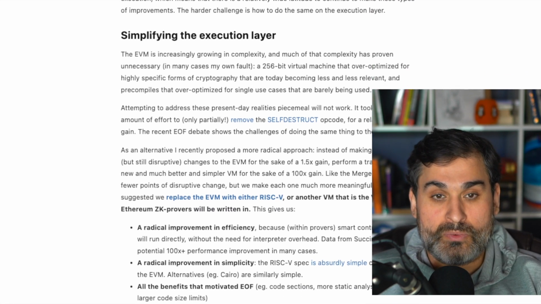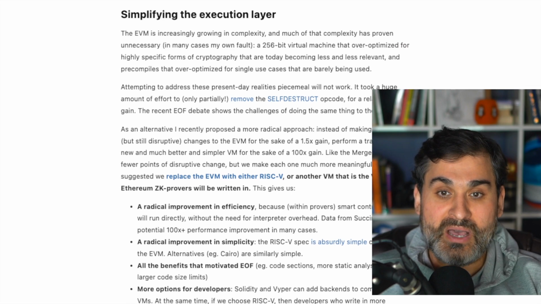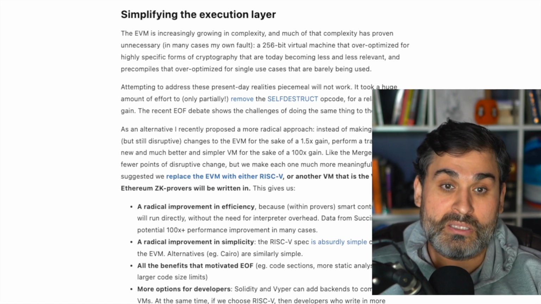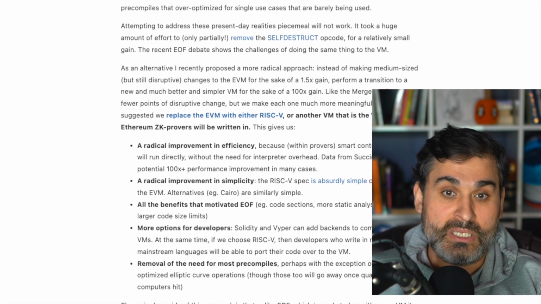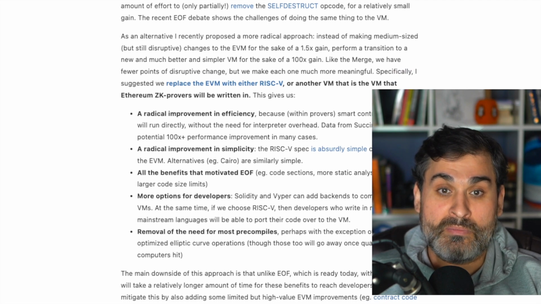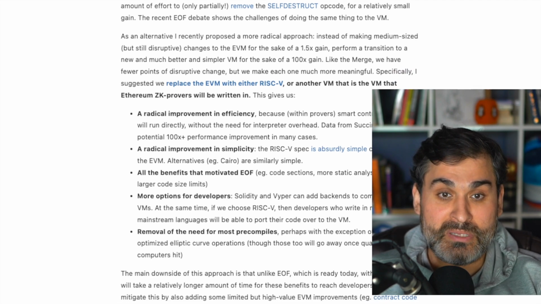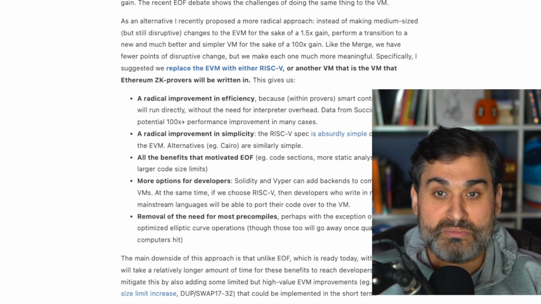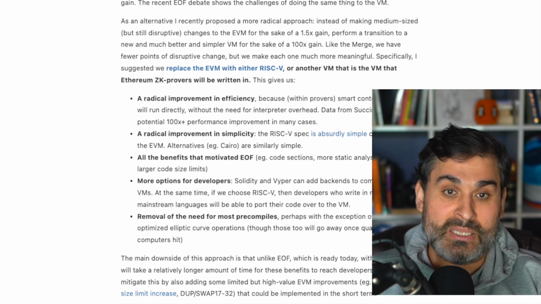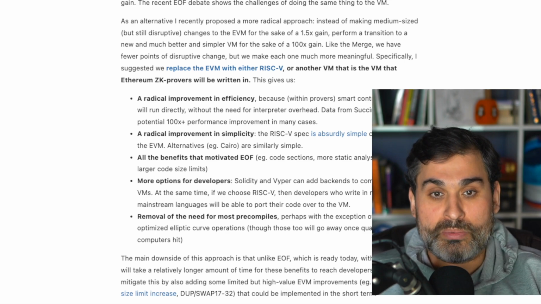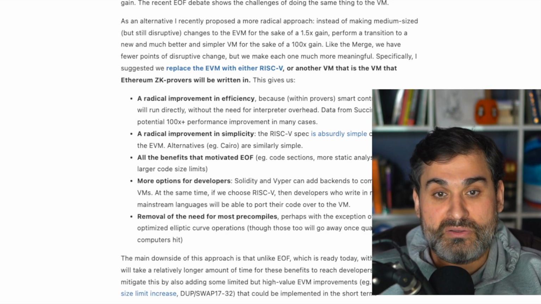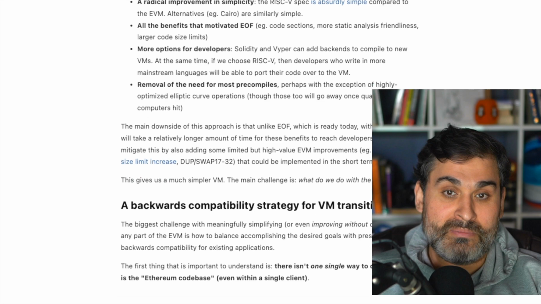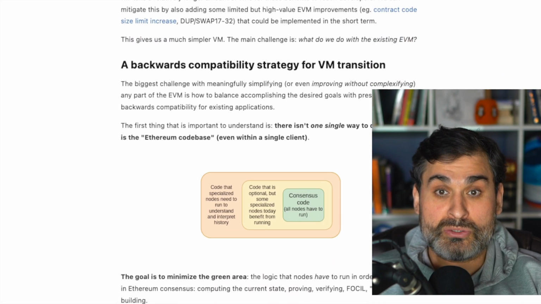And he says that we want to replace the EVM with either RISC-V or another VM that is the VM that Ethereum ZK approvals will be written in. So he says this will be a radical improvement in efficiency, a radical improvement in simplicity, all the benefits that motivated EOF, such as code sections, more static analysis friendliness, and larger code size limits. And he says more options for developers and removal of the need for most pre-compiles, and then backward compatibility as well, how that's really important.